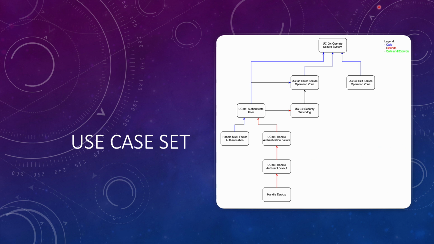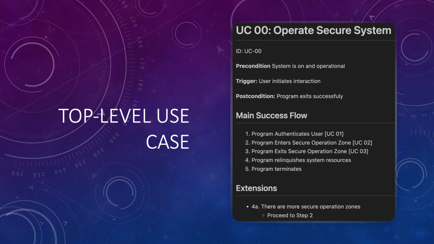At the high level, we want our system to enter and exit secure operation zones as necessary, so we can call those use cases as they come up in the program. We know we want to have a secure watchdog, ensuring that we are authenticated while we're in a secure zone. So when we enter a secure operation zone, we'll also call the secure watchdog. We want to look at some of the details in this presentation, but not all of them. I just want to give you an idea for this model-based systems engineering process without bogging you down in all the details. Let's take a look at the details for our top-level use case.